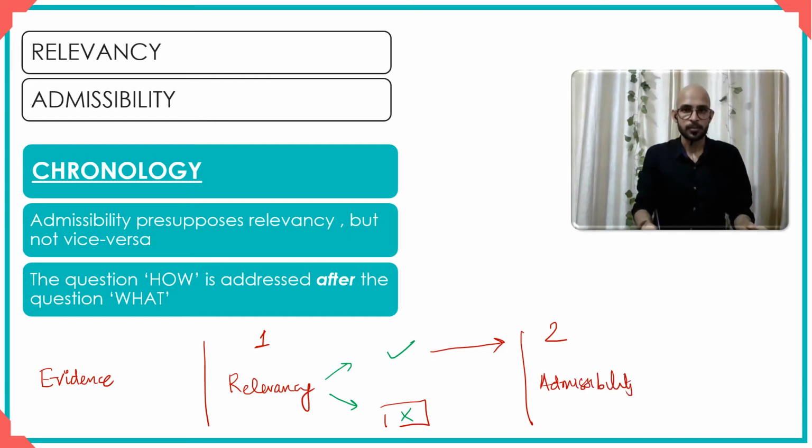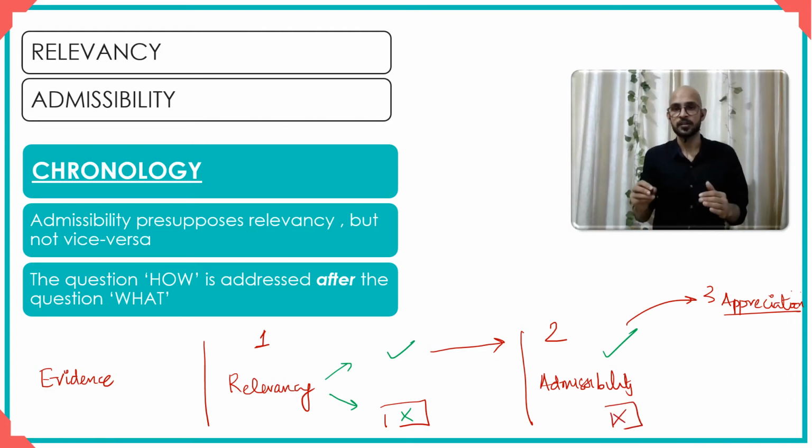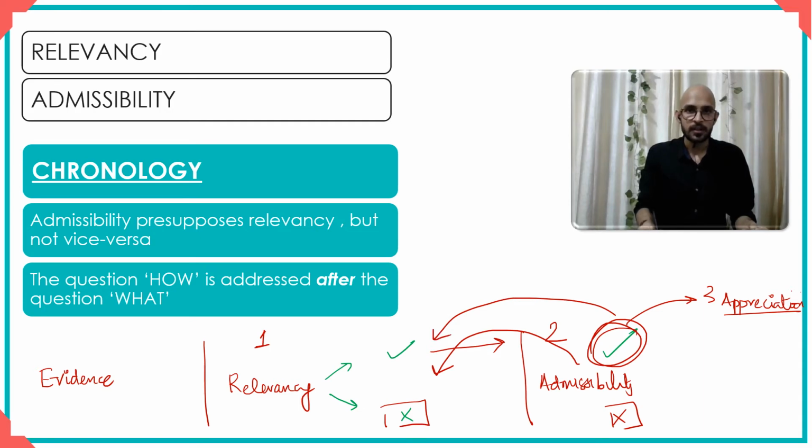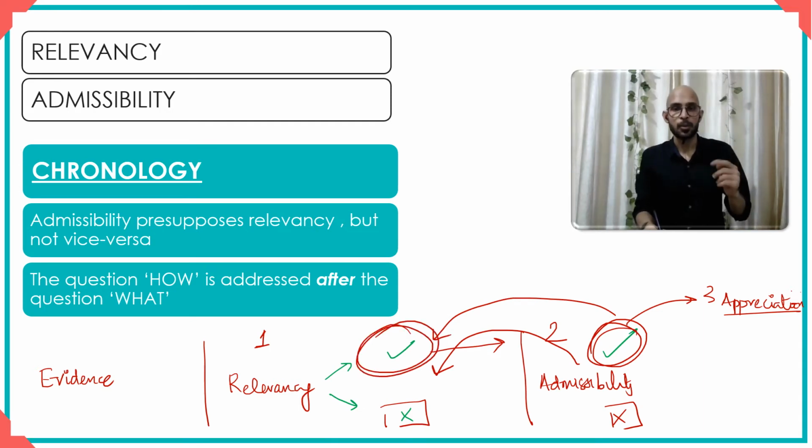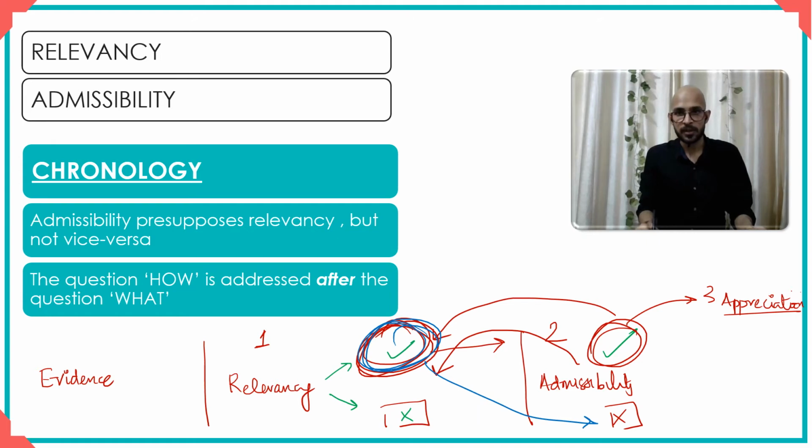All right. Suppose it passes even this, then it is now considered for the third stage, which is that of appreciation. Suppose it fails here, then again it is not considered. So understand that admissibility presupposes relevancy, because if something is admissible, it surely means that it was also relevant. However, relevancy does not imply admissibility, because as you see, it's relevant here, but it may turn out to be inadmissible finally.